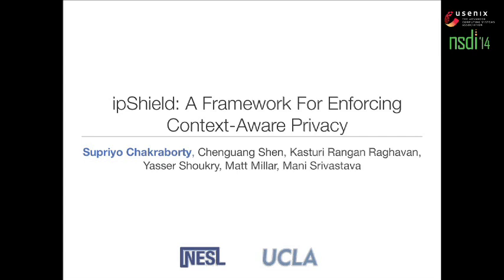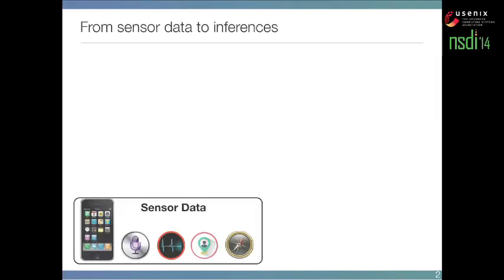Today I'm going to talk about our research on the design and implementation of ipShield, which is a framework for enforcing context-aware privacy for sensor data on mobile platforms. So cell phones today are no longer mere communication devices.